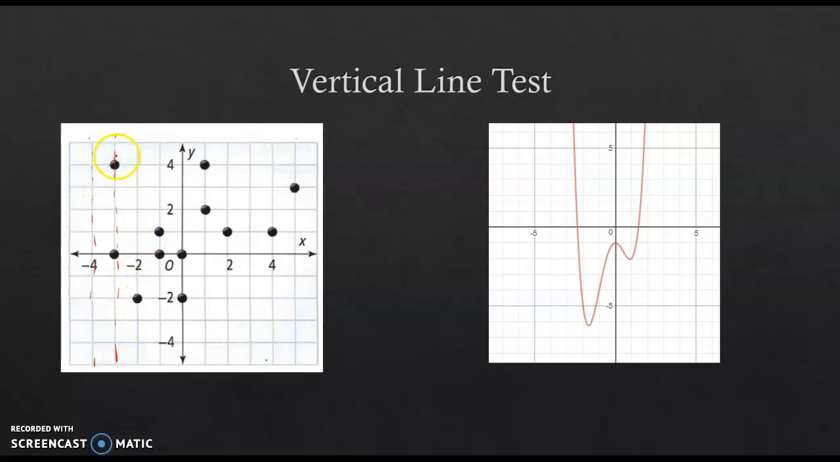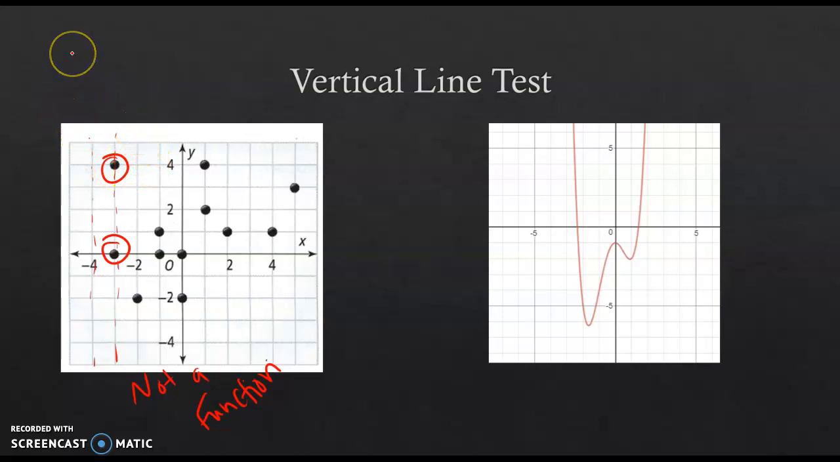So if we look at this first one, when I did my vertical line test, this x value of -3 has two y values. So I know that this is not a function because it doesn't pass the vertical line test. And again, the vertical line test is not any different than what we were doing before. It is another way to make sure that for every x value, there's only one y value. It's just a visual way.